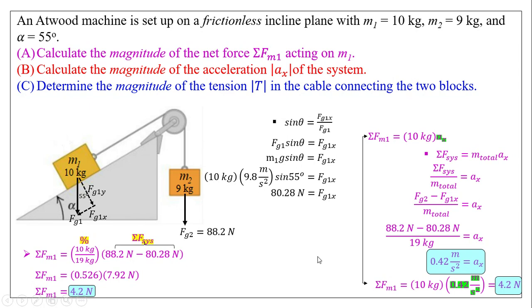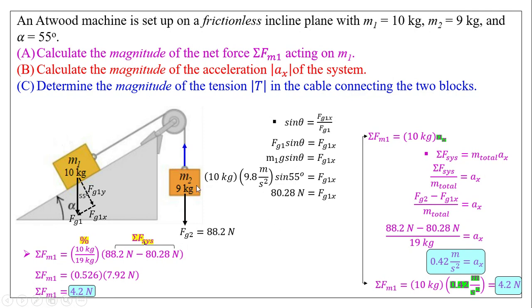All right, let's do part C. Part C asks you to determine the magnitude of the tension in the cable. So I'm seeing there's only one string that's wrapped around this pulley, and it connects M1 to M2. When it comes down to T, pick the box that's less work.